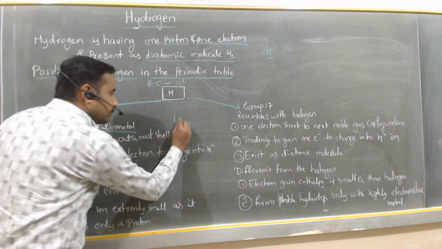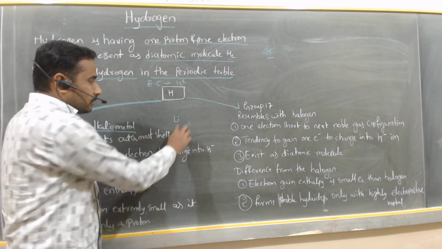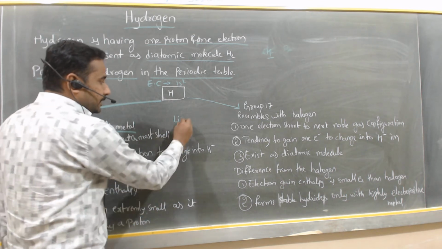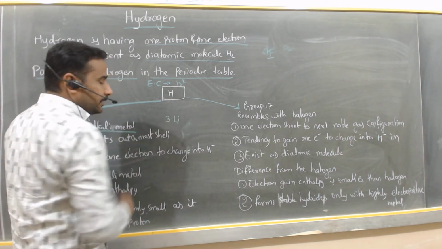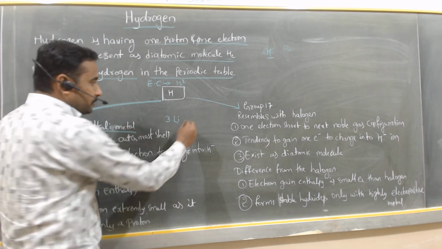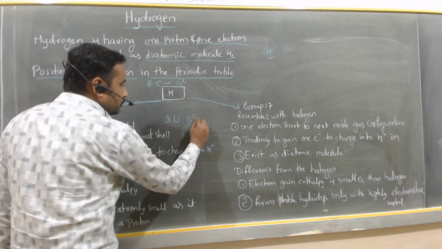So first I will explain about lithium. Lithium's atomic number is 3. If you write the electronic configuration, it is 1s2 2s1.